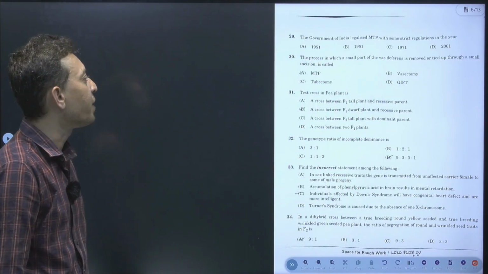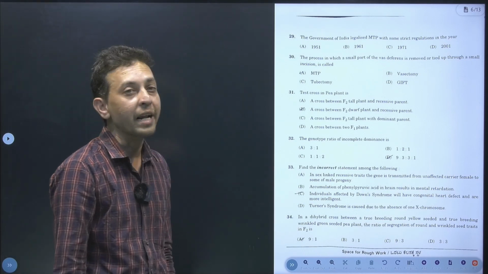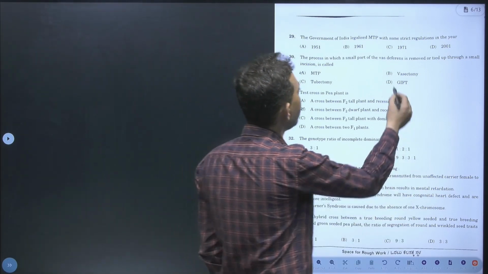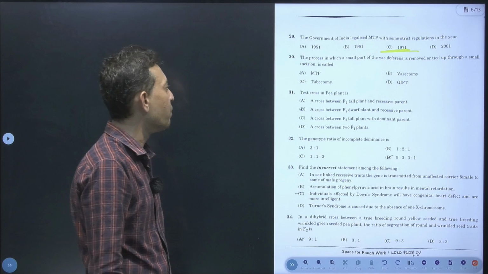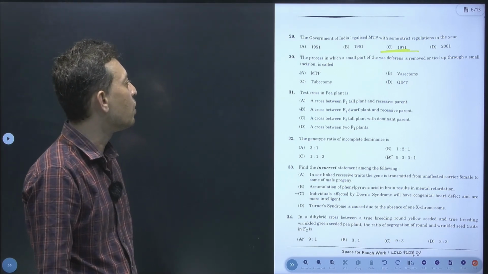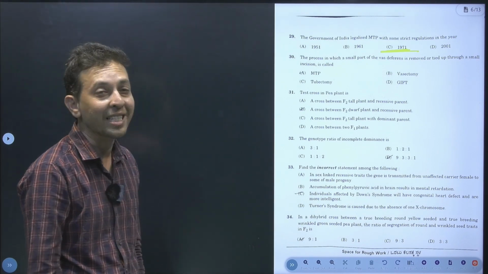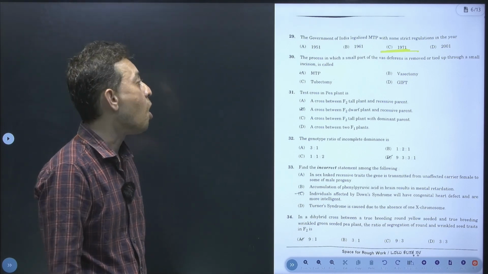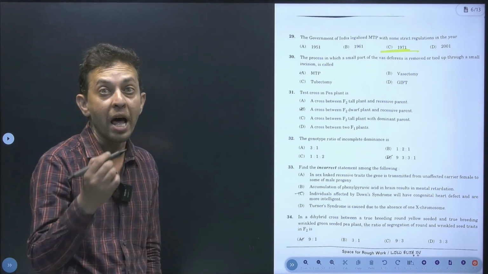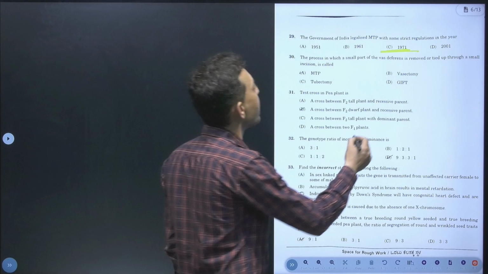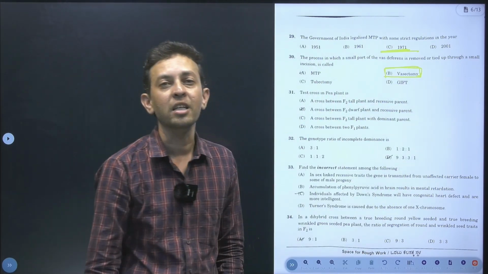The next one, students, 29. The Government of India legalized MTP with some strict regulation in the year 1971. So, direct question, 1971. 30th question. We all know the process in which a small part of the vas deferens is removed or tied up through a small incision is called, it's a very direct question students, it is regarded as vasectomy, right? It is regarded as vasectomy.